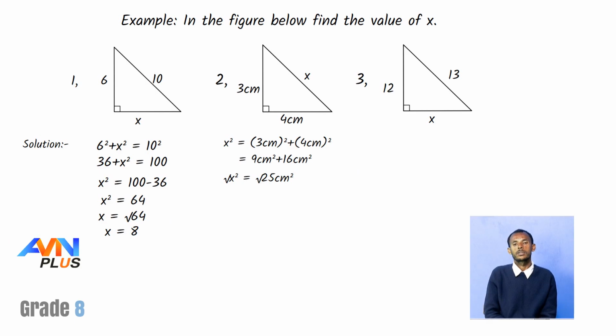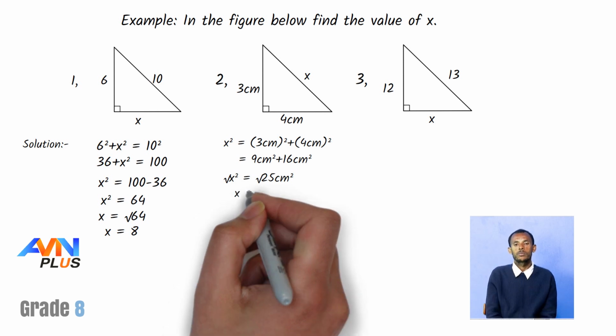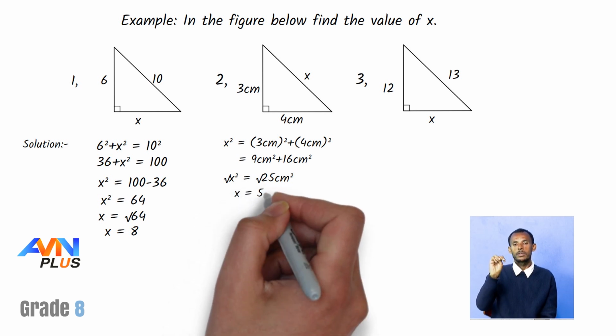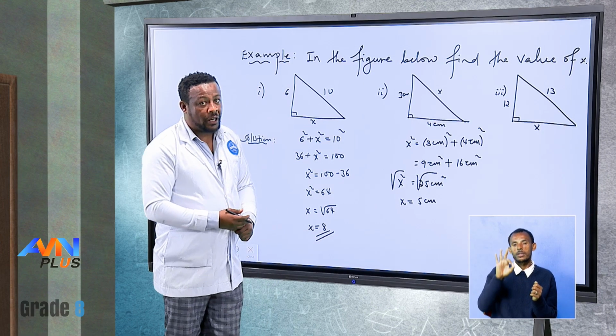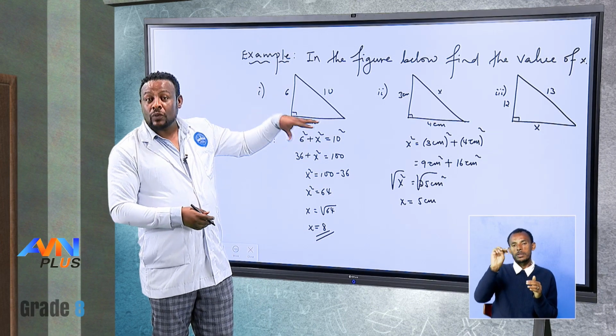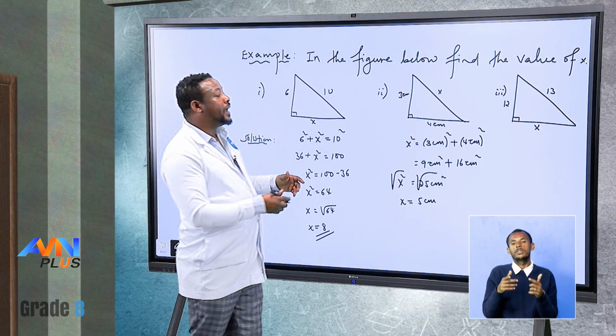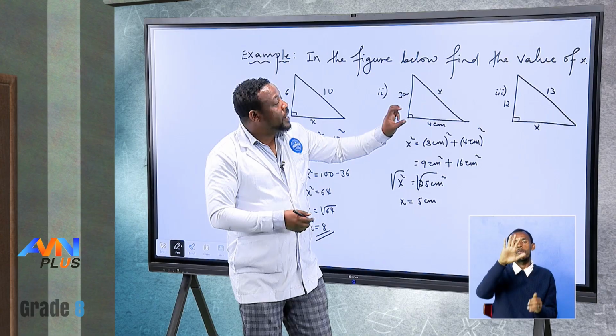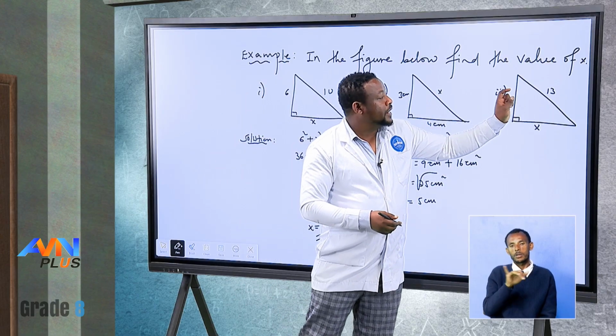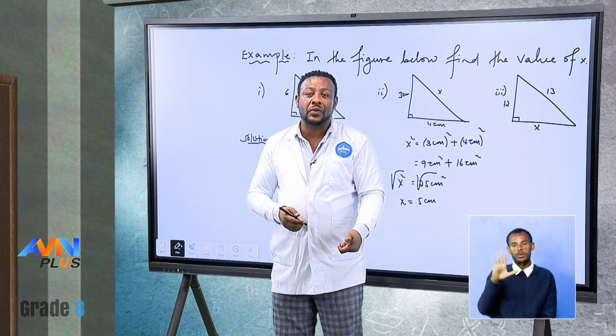So x becomes 5 centimeter, okay? Taking both sides by radical will give us 5 centimeter. So the length of the unknown side in the second triangle is 5 centimeter, right? Similarly, we can obtain the unknown side of the third triangle.